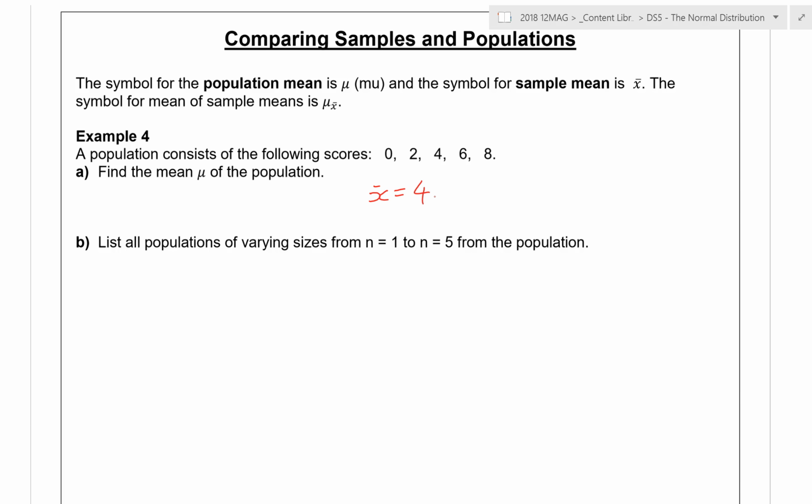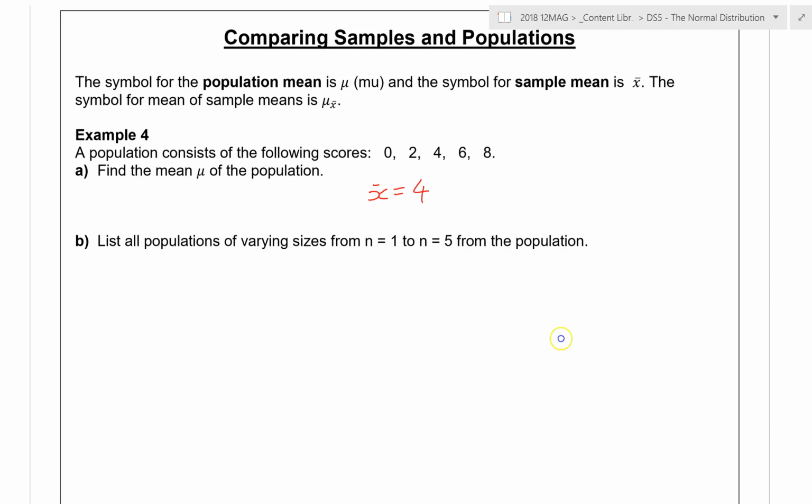List all populations of varying sizes from 1 to 5. N equals 1 to N equals 5, right? That means the groups of 1, that's 0, 2, 4, 6, and 8. The 2s, that's 0, 2, 0, 4, 0, 6, 0, 8, 2, 4, 2, 6, 2, 8, 4, 6. There's quite a lot of them. How many are there? I reckon there's probably 31.